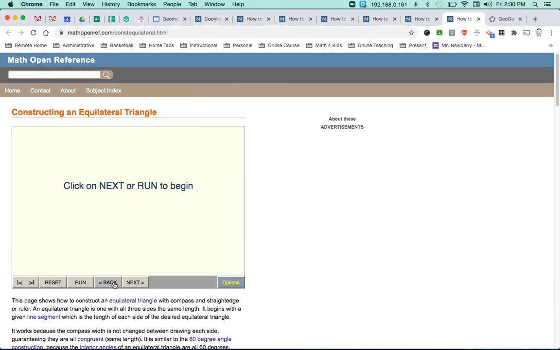So, how to make an equilateral triangle. You start off and you've got a segment. Now, I like to draw a horizontal segment to start, but you can do a vertical one too, all right?